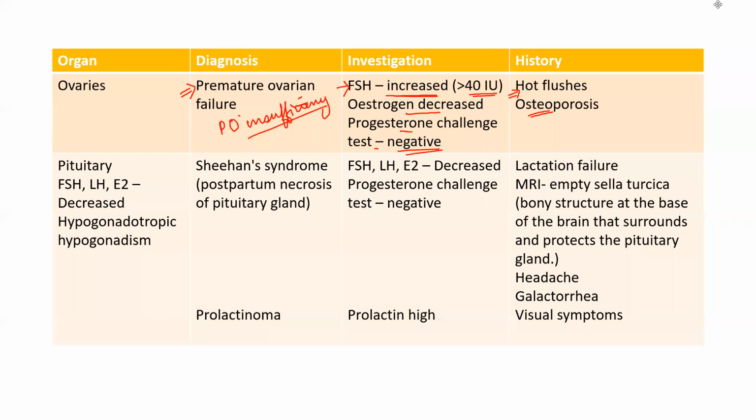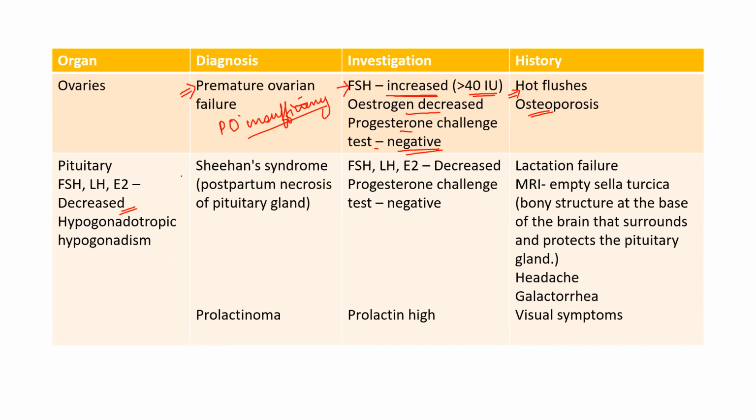Next one is the pituitary gland. In case of pituitary gland, FSH, LH, and estrogen will be decreased. Okay. And then hypogonadotropic hypogonadism. This is the feature.